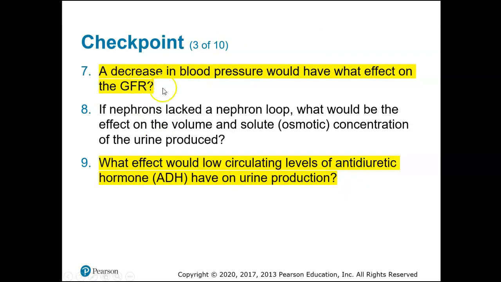Okay, for checkpoint questions, a decrease in blood pressure would have what effect on the GFR? It would decrease the GFR because an increase in blood pressure would increase GFR. They're directly related to one another. And what effect would low circulating levels of ADH have on urine production? You would release a large volume of dilute urine.